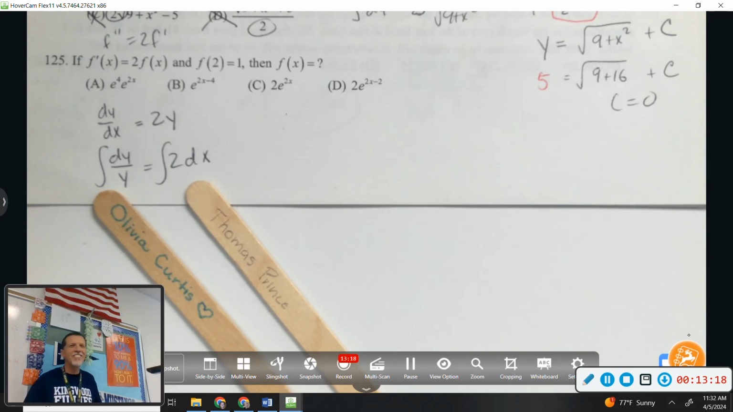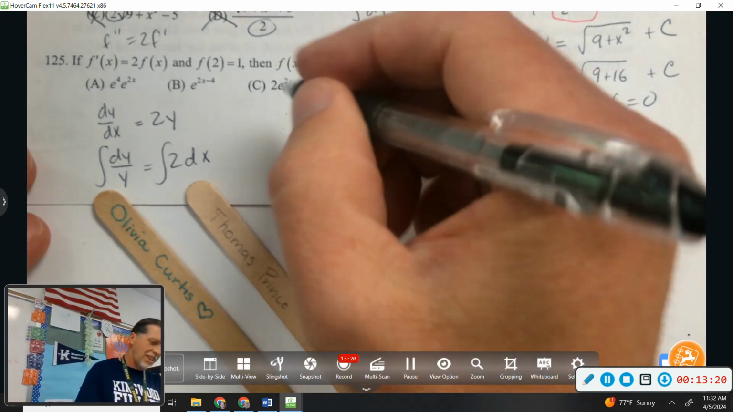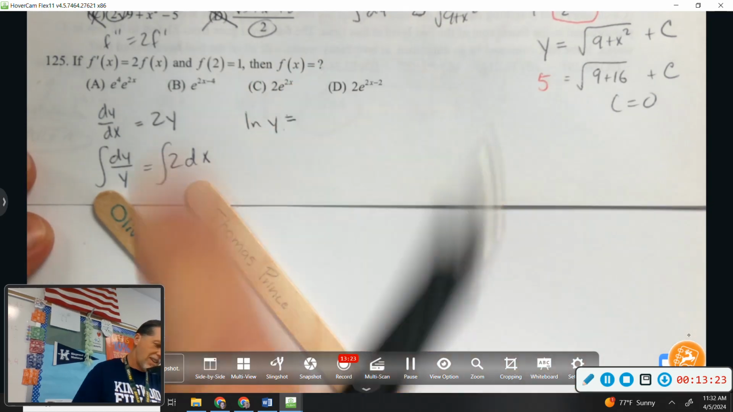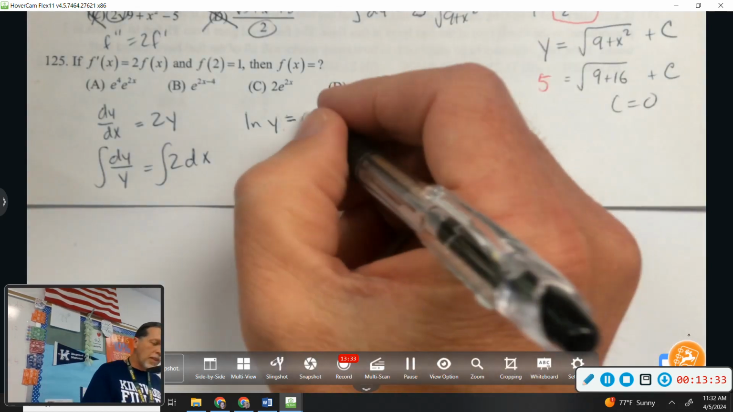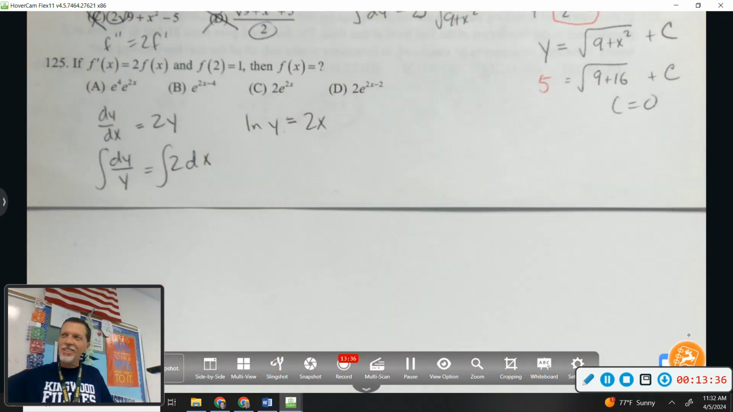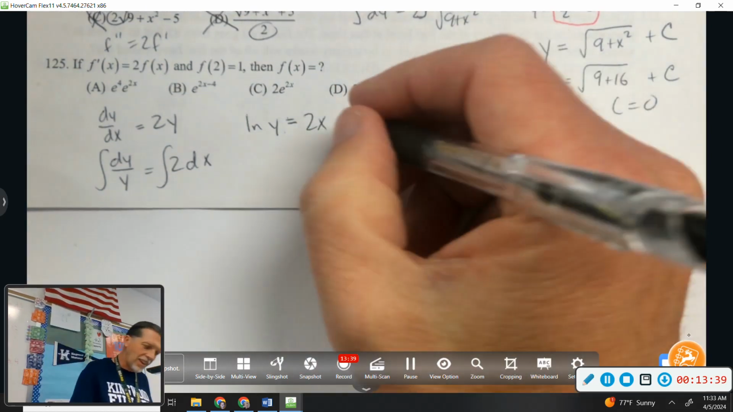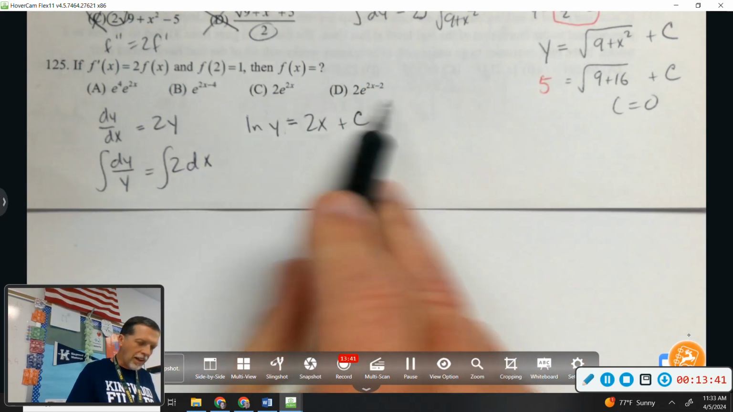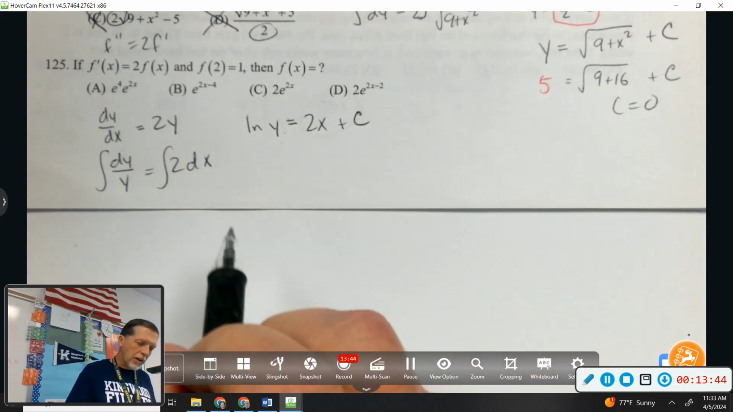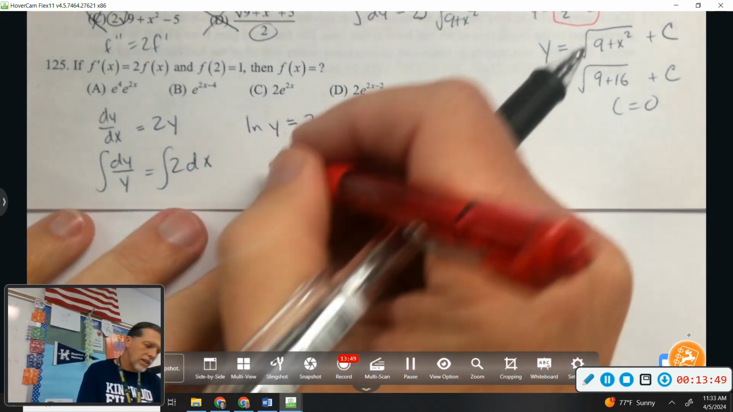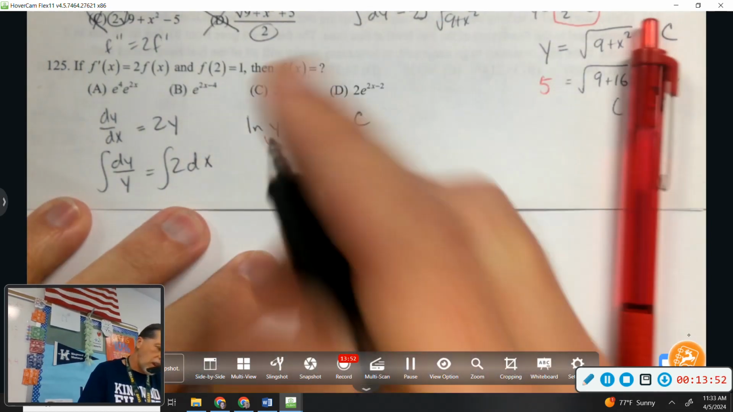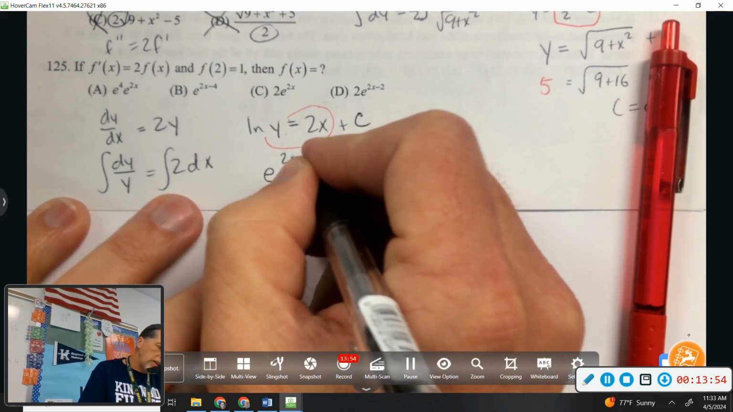Olivia, what's the antiderivative of dy over y? Thomas, who has a derivative of 2? 2x. I need you to say a little more. Oh, plus c. Okay, that's not what I want yet because I need to solve for y. So we do the fishhook thing, the loopy thing. So e to the 2x plus c equals y.